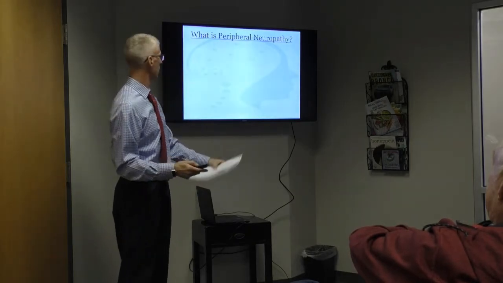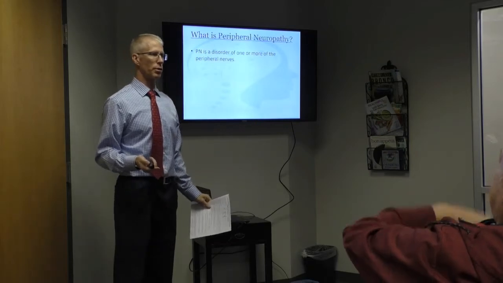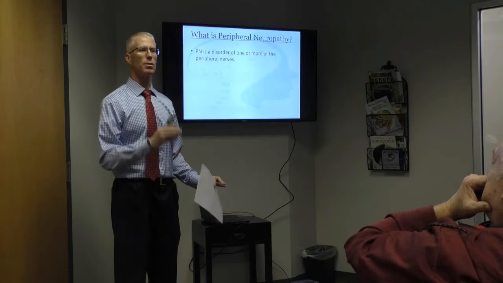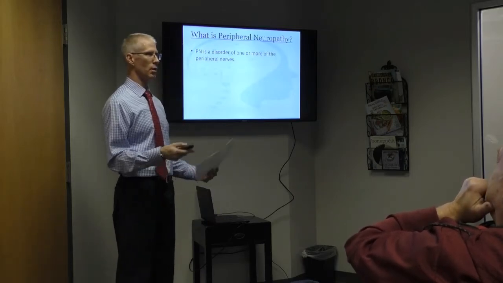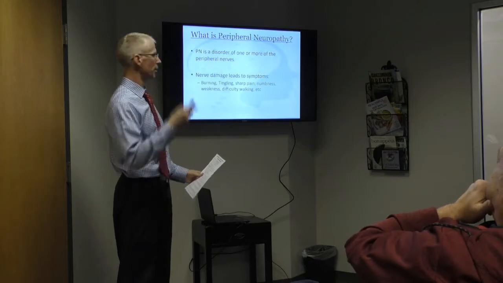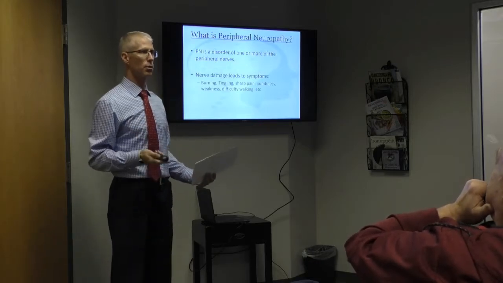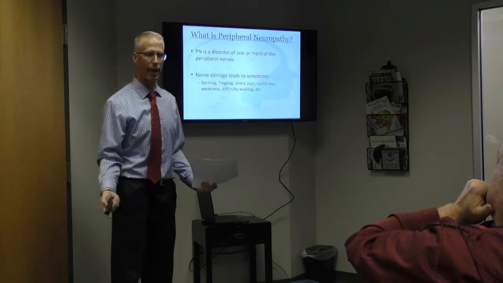So let's talk about what peripheral neuropathy means. It's basically a disorder of peripheral nerves. Now, I like to keep it simple. Peripheral means something not in the center. Make sense? So there's nerves that are in the center, like in your brain and your spinal cord. Those are central, that's your central nervous system. We're talking about nerves outside of that area.